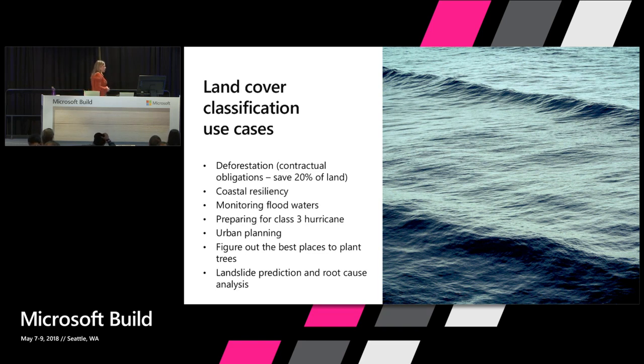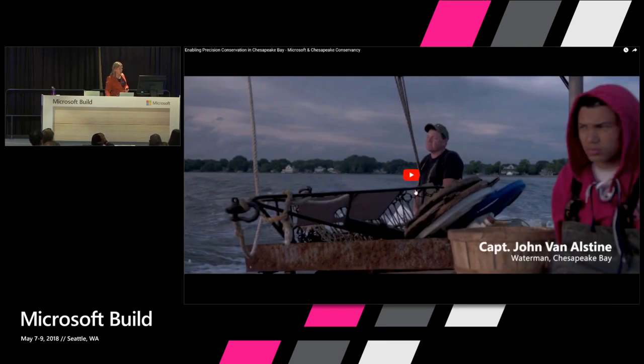So data-driven tree planting is another great thing. And then landslide prediction and root cause analysis. There's all kinds of really interesting things you can do here. All right. So let me tell you briefly, share with you the story of the folks at the Chesapeake Conservancy who really started this work with their manually creating these land cover maps for the Chesapeake Bay.